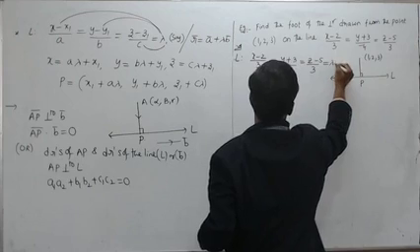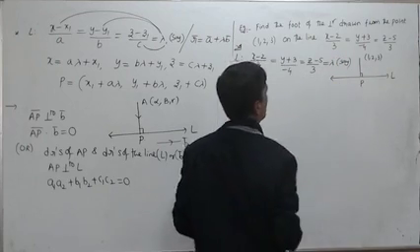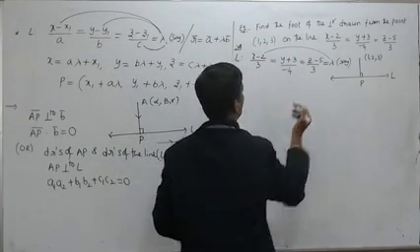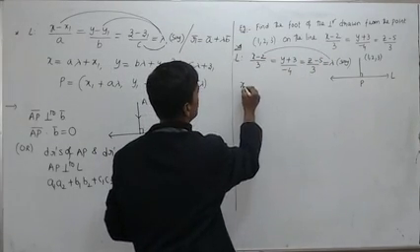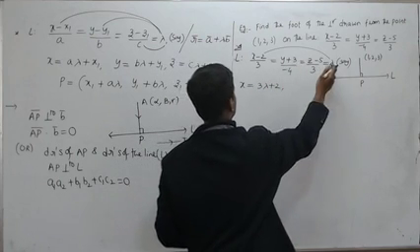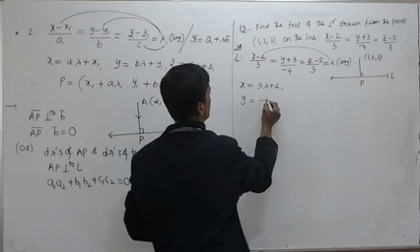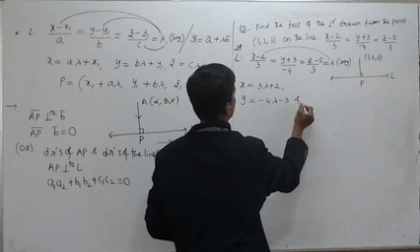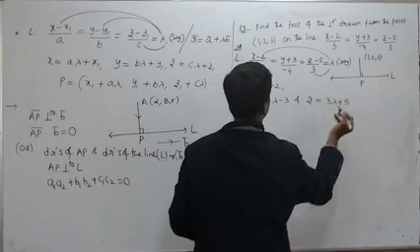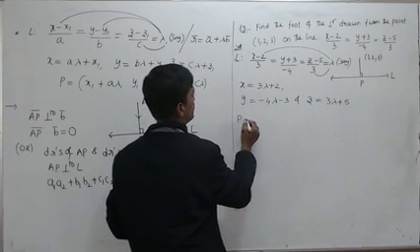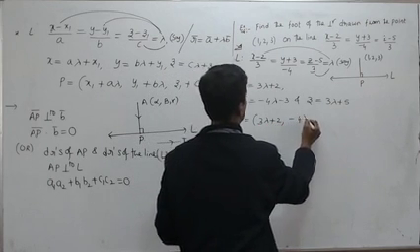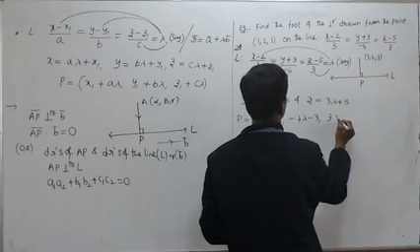So let it be lambda z. Equating these two, find the x value in terms of lambda. What will you get? 3 lambda plus 2. Similarly, if you equate this and this, what will you get for the y value? Minus 4 lambda minus 3. And the z value, if you equate these two, 3 lambda plus 5. That means the coordinates of P can be taken as (3 lambda plus 2, minus 4 lambda minus 3, 3 lambda plus 5).